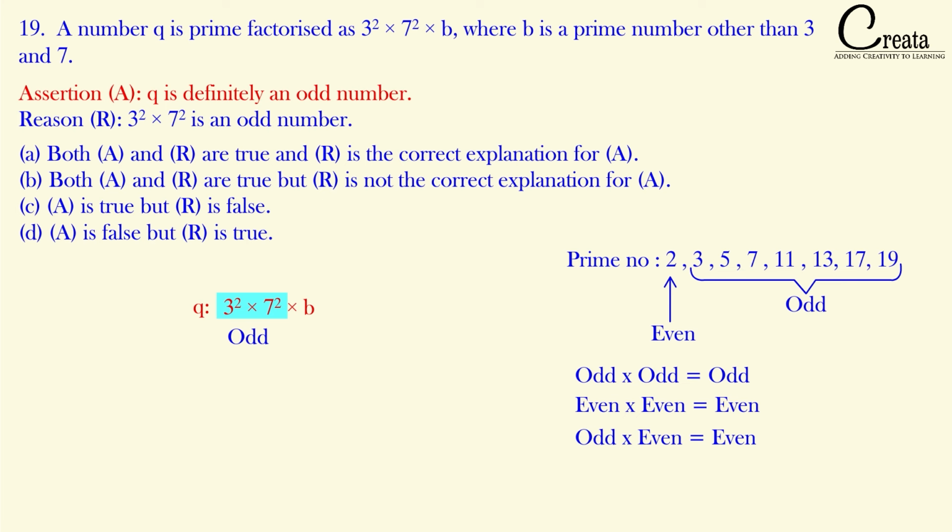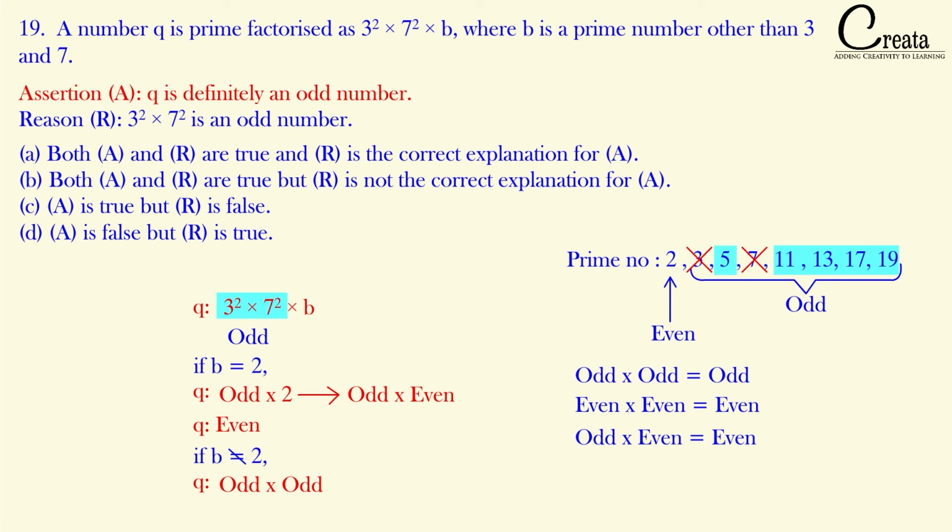And we are multiplying it with b. b is a prime number other than 3 and 7. So it can be 2. If it is 2, then odd into 2, that is odd into even, will be an even number. Other than 2, all the prime numbers are odd. So in all the other cases, it will be odd into odd, which is an odd number. Only in the case of 2 as the prime number, it is even. So the number q can be an odd number or it can be an even number. So the assertion is false. It is given q is definitely an odd number, and that is false.